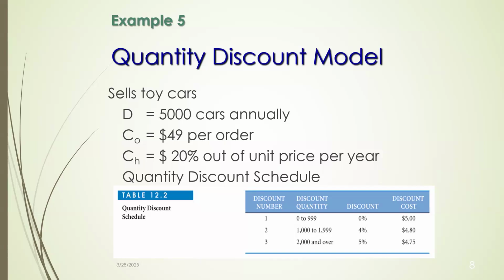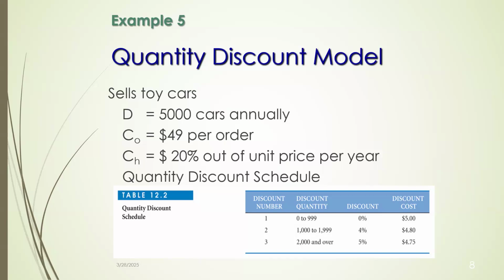This example is given: sales, toys, cars. The annual demand is given as 5,000 cars. Cost of ordering is $49 per order. Cost of holding per unit per year is given as 20% of the unit price. It's straightforward. Holding cost is given. And the question also gives the quantity discount model: the discount number, discount quantity, discount percentage, and also the discount cost, which means the price after discount.